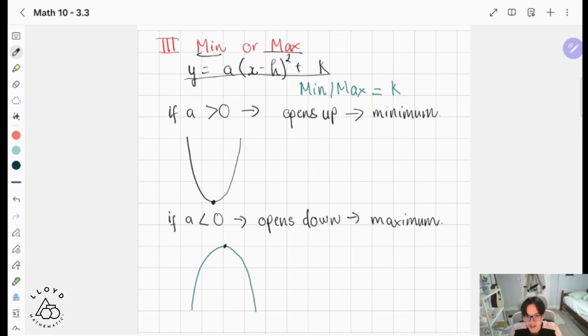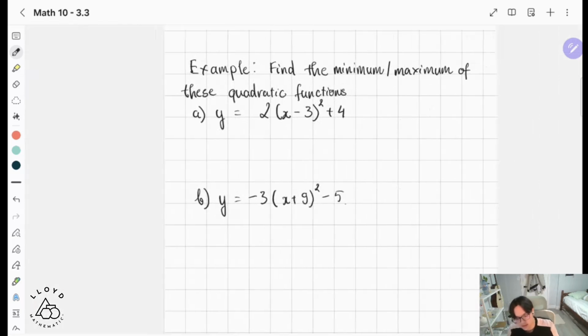And if a is less than 0, it opens down, so it will give us a maximum, just like this point, right? And how do we find the maximum or the minimum? Typically we just need to know that the minimum or maximum is the number k in this formula, right? So let's try some examples.